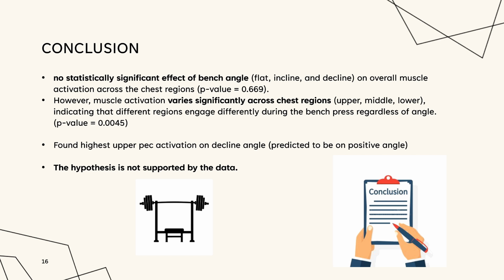We found that the single highest upper pec activation was on a decline angle, which is opposite to what we predicted. We can conclude by saying our hypothesis is not supported by the data. Incline angles did not produce the most upper pec activation, and horizontal angles did not produce the most mid-chest activation. Additionally, the angle of our bench did not seem to affect the region being targeted during the exercise.